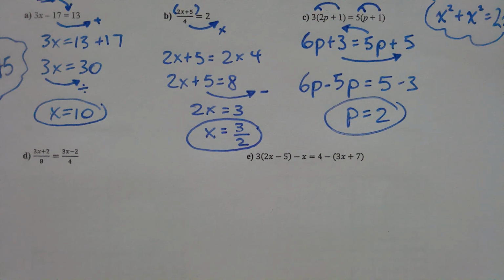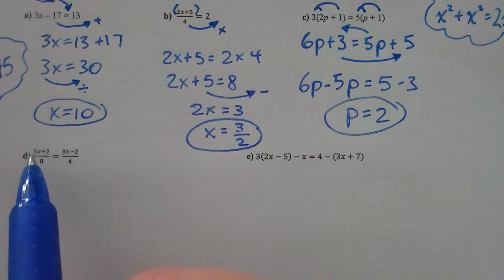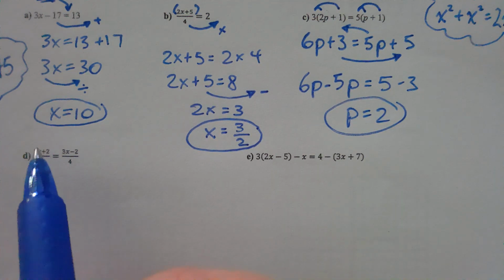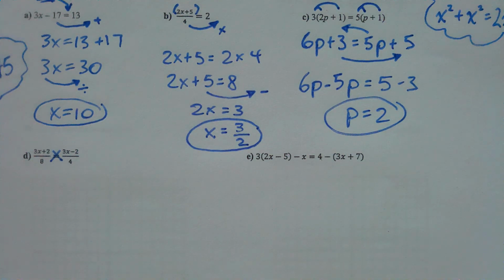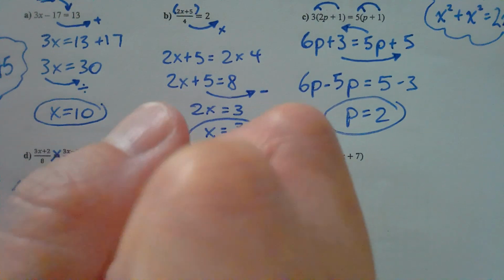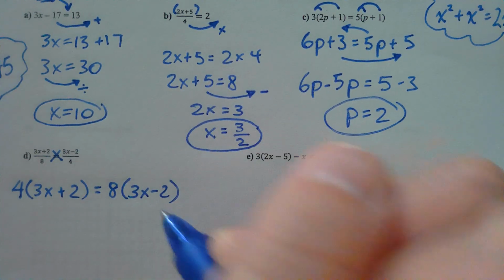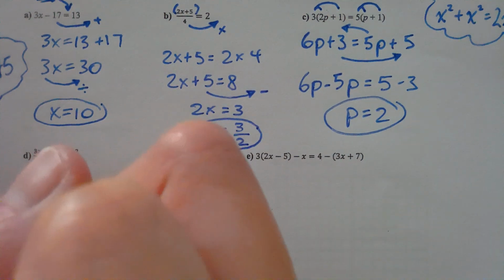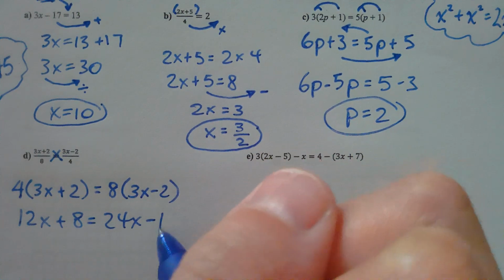Part D, you have a fraction equals another fraction. Even though there are 2 terms on the numerator, you still consider all this as one big term. We did a similar question in the multiple choice, so you would cross multiply. So 4 times the whole numerator equals 8 times the other numerator. Looking at this, it is exactly like question C. So 12x plus 8 equals 24x minus 16.